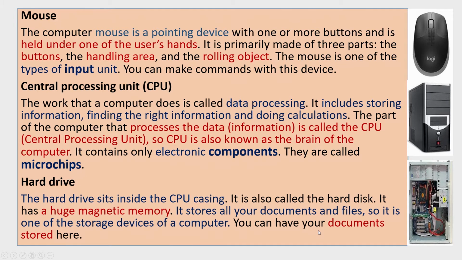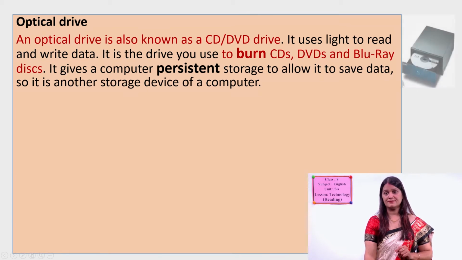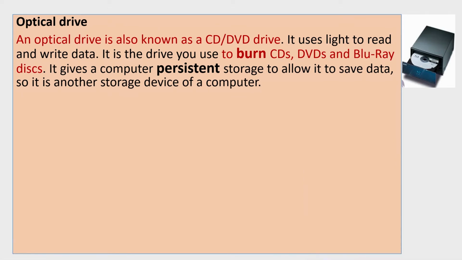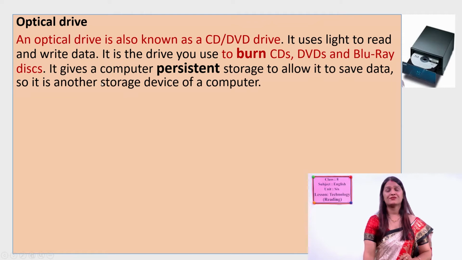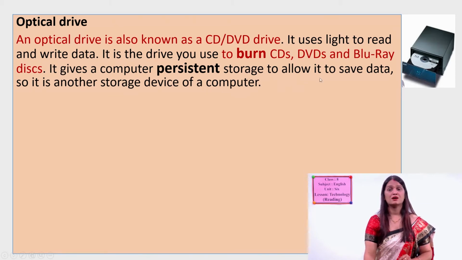So now the next part is optical drive. Optical drive looks like this type of, okay. An optical drive is also known as a CD or DVD drive. Okay, CD or DVD drive like this type of. It uses light to read and write data. It is the drive you use to burn CDs, DVDs, and Blu-ray discs. It gives a computer persistent storage to allow it to save data. So it is also another storage device of a computer.